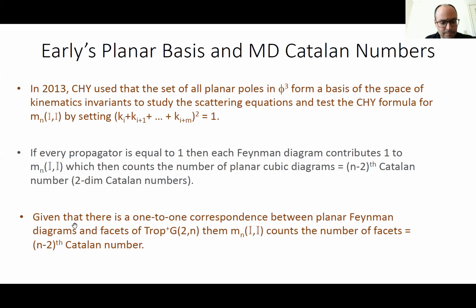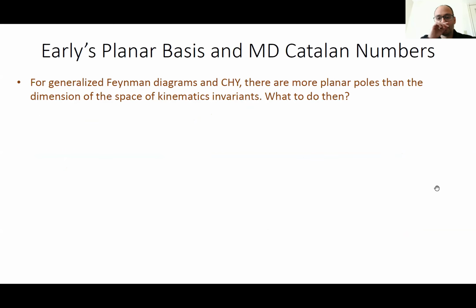Now, given that there is a 1-to-1 correspondence between planar Feynman diagrams and facets of the tropical G(2,n) Grassmannian, this object also counts the number of facets of this simplicial fan. Now, could there be any connection between these two? Well, the answer is yes. But in order to get there, we have to realize that for generalized Feynman diagrams and the CHY formulas, there are more planar poles than the dimension of the space of kinematic invariants. So what do we do then? We cannot just go and set everyone to 1 because they are not independent. So we have to do something else.